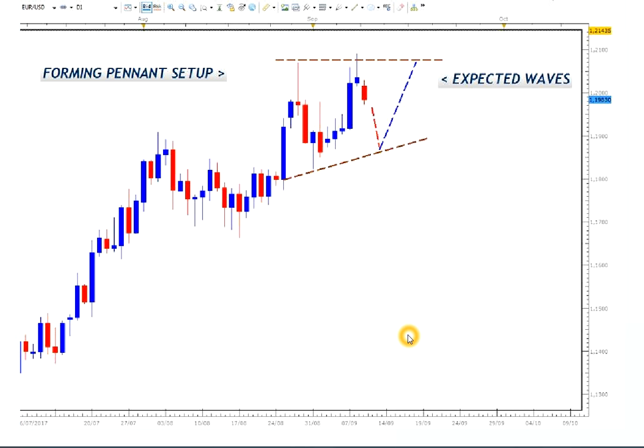Now, let's take a look at the snapshot of the Euro US dollar earlier this week, where I had basically made a projection that the market was going to be forming a pennant setup based on the nature of the candlestick formations that have been formed, both on the daily chart as well as the 4-hour chart. So the expectation was that the market was going to provide us with an additional bearish movement, followed by another bullish movement here that would allow us to complete the formation of this pennant setup.